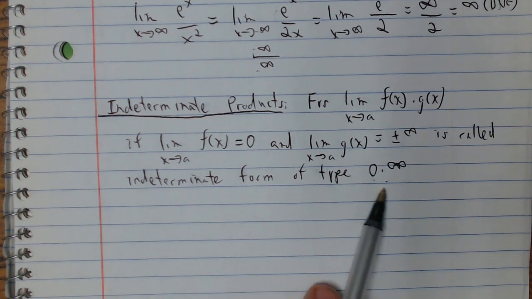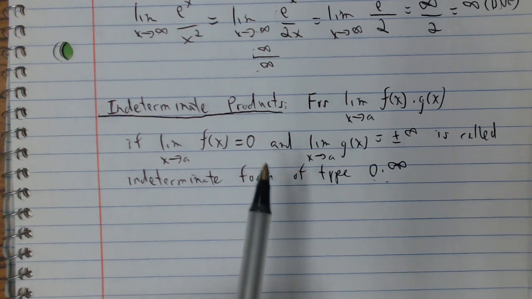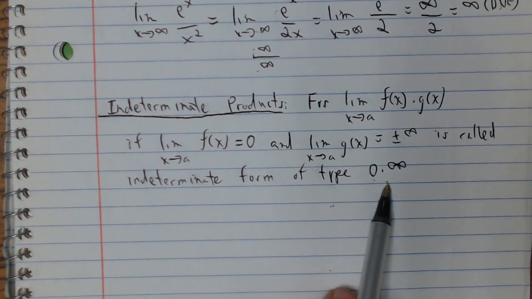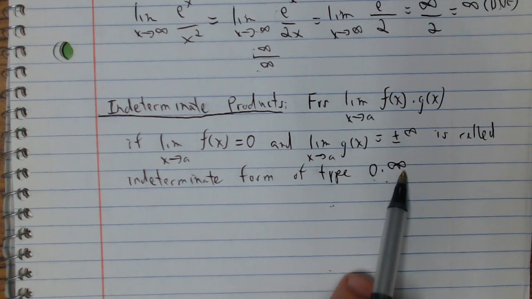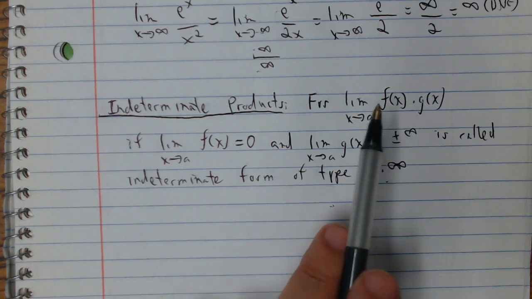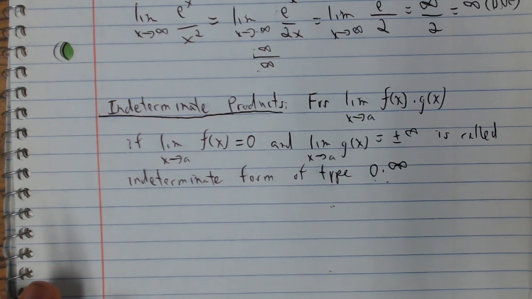I don't like this, because if I want to use L'Hopital's rule, if you remember, L'Hopital's only applies to what? 0 over 0 or infinity over infinity. So I can't use it on 0 times infinity, or on a product of two functions. To be able to use L'Hopital's, I need to somehow come up with a fraction. And this part's actually really, really cool, the way it works.